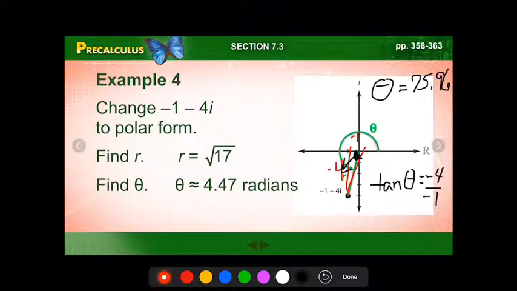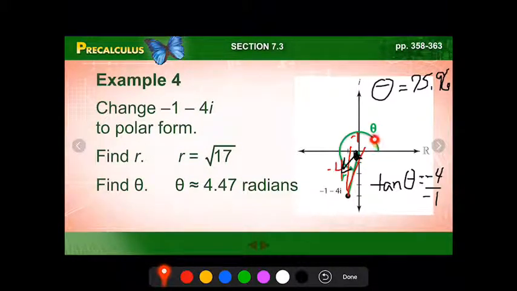The black angle that I have, I'll use a laser here. The black angle I have right here is equal to 75.96. But remember, when I write it in the polar form, I have to write it all the way around. So again, I need to start here and go all the way around to the resultant, or the hypotenuse, or the modulus. Again, it's all the same.